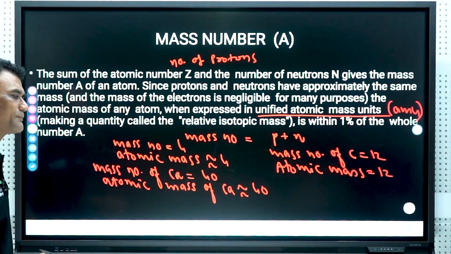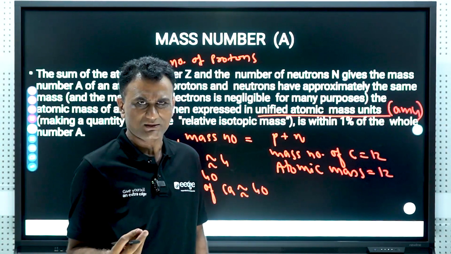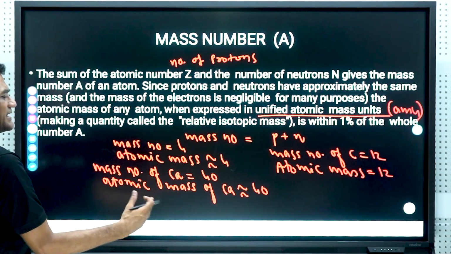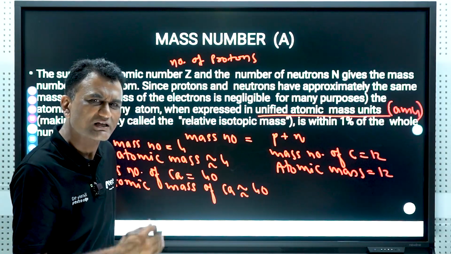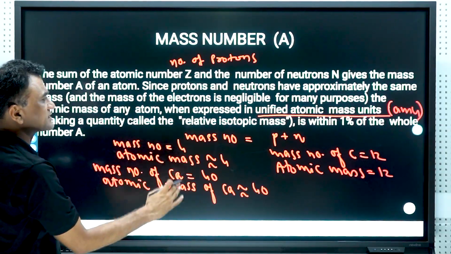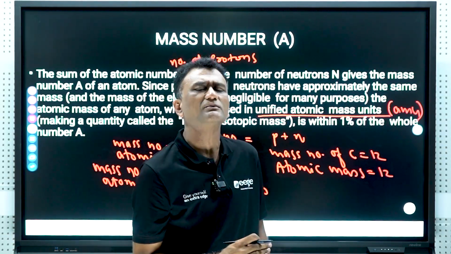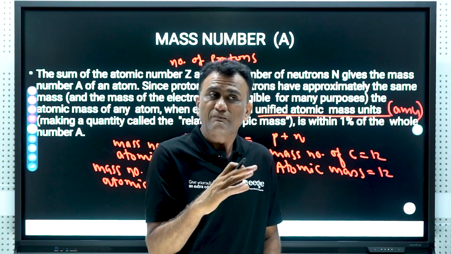So within 1% means 99% of 40. 1% plus or minus. Okay, 1% it will be here or there. So the atomic mass of any atom is very close to its atomic mass number. Right? So this we will see later on. So we had studied atomic number is equal to number of protons and atomic mass number is the sum total of protons and neutrons inside the nucleus.